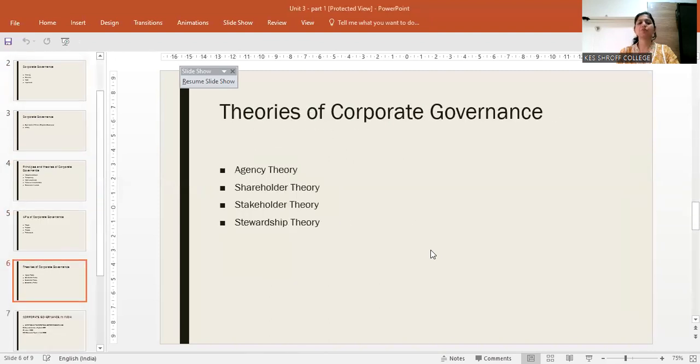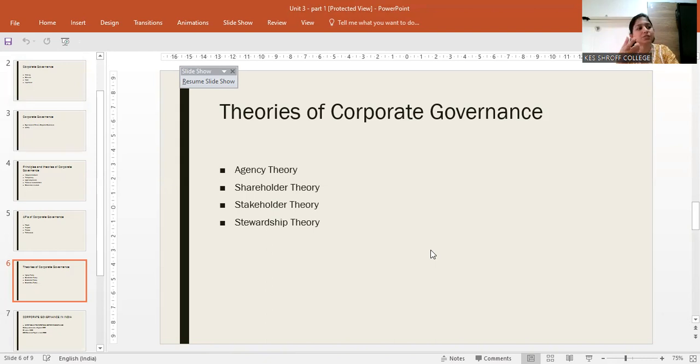Students, as we all know, there are four theories of corporate governance that we can see on the slide: agency theory, shareholder theory, stakeholder theory, and stewardship theory. Now, agency theory has its root in economic theory. Agency theory was developed by Jensen and Meckling. What the agency theory explains is the relationship between the principal and the agent.